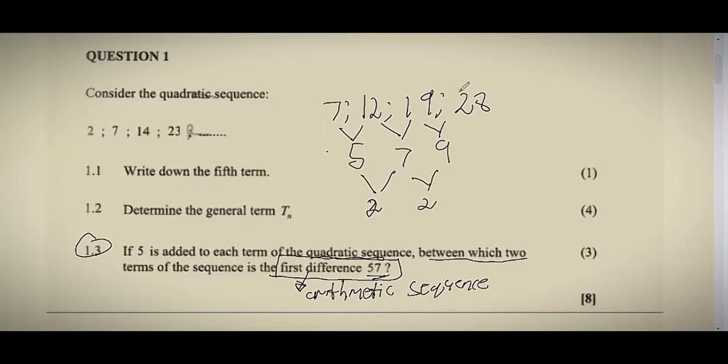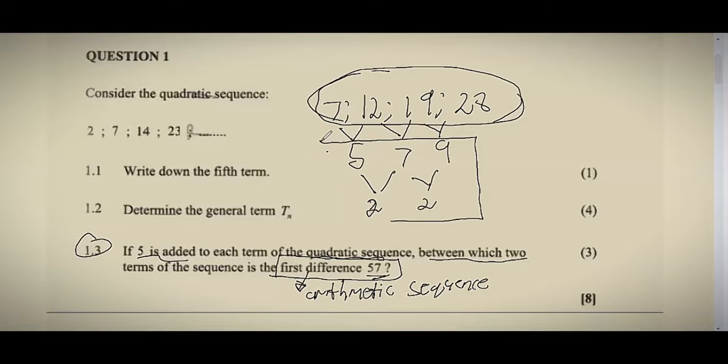That means we are not even concerned about what they did here, right? So you can see that that statement, the 5 is added to each term, does not even hold any value in this question, because what we are focused on is this part, the arithmetic sequence, right? So now we must find the Tn for the arithmetic sequence. So we'll say Tn is equal to a plus (n minus 1)d, right?